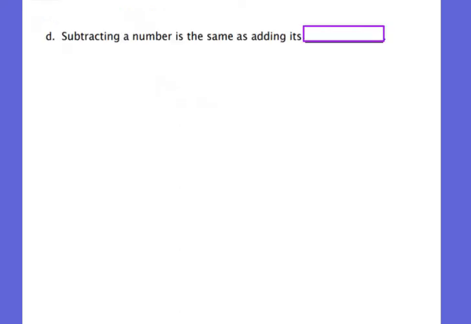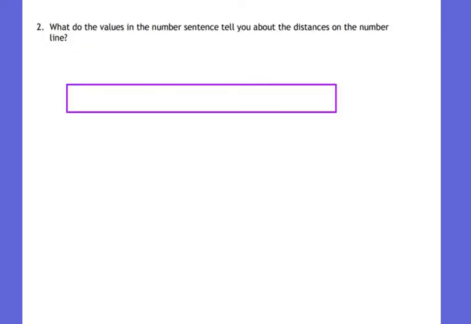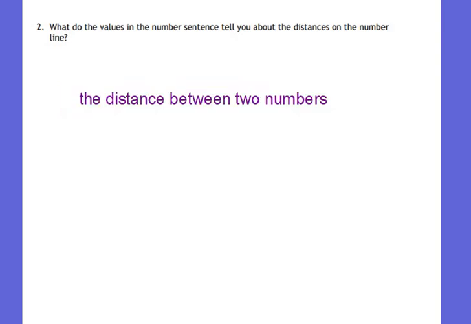Okay, D asks, subtracting a number is the same as its additive inverse, is what we found. So D is additive inverse. You can write that down. Then going to number 2, what do the values in the number sentence tell you about the distance on the number line? It tells me the distance between two numbers. The positive and negative signs tell me direction.